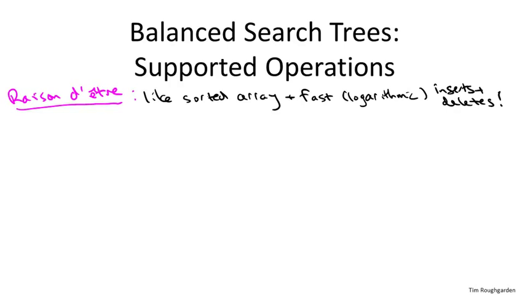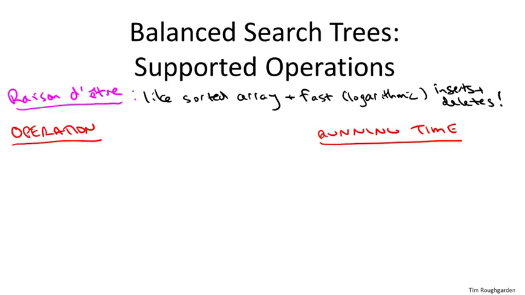So let me just spell that out in a little more detail. A balanced binary search tree will act like a sorted array, plus it will have fast, meaning logarithmic time, inserts and deletes. So let's go ahead and spell out all of those operations. Search is going to run in log n time, just like before. Select runs in constant time in a sorted array, and here it's going to take logarithmic, so we'll give up a little bit on the selection problem, but we'll still be able to do it quite quickly.